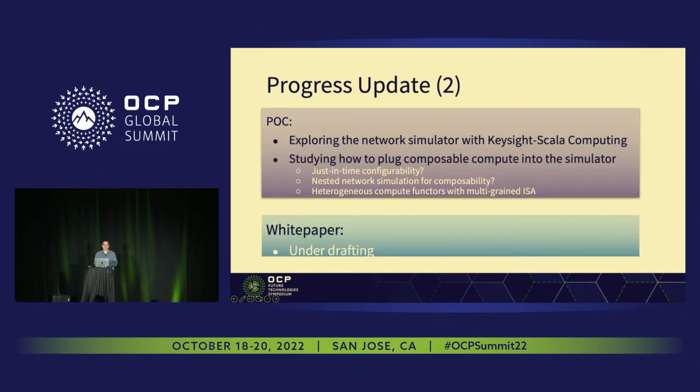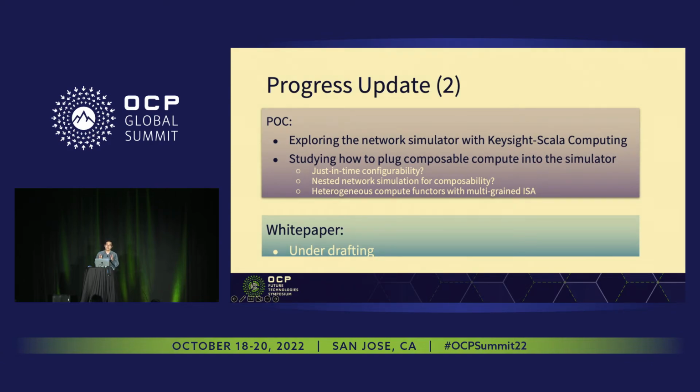And the second progress I want to show is we are actually building the POCs. So we are working with the members of this group, like Keysight and Scalar Computing. They have network simulators, and we are also studying how to plug our composable compute unit into the simulator. In order really for us to do this level of simulation, there are a few critical functions or features we need to work out, like just-in-time configurability. How do we actually do that based upon the current network simulator?